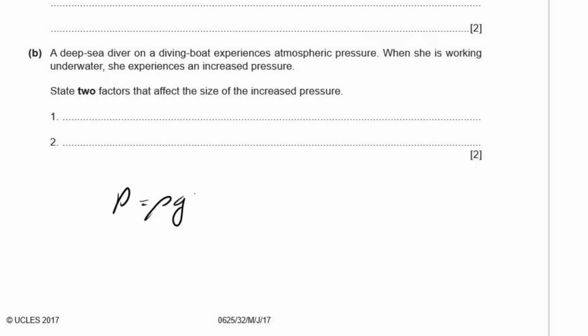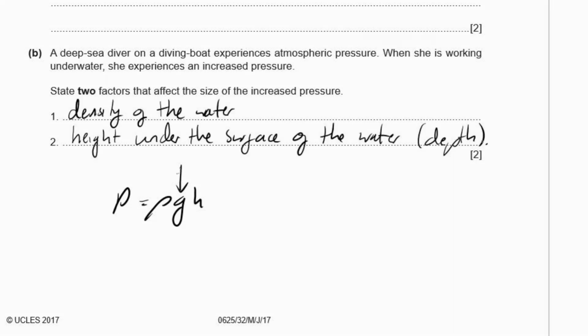Pressure equals rho g h. Gravity, we can't change very much. Let's assume she's not doing deep sea diving on Venus. So that means the two things that can affect it will be the density of the water and the height, the depth she's under the surface. They're the two things that can affect it. The density of water changes depending on where you are: the temperature of the water, how much salt there is in it, the mineral content, various things like that. So the density of the water and the depth under the surface of the water.